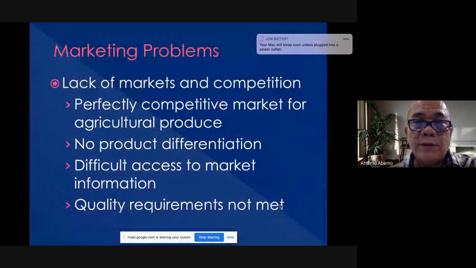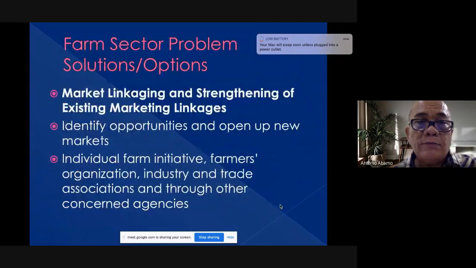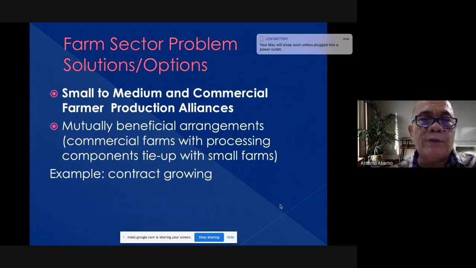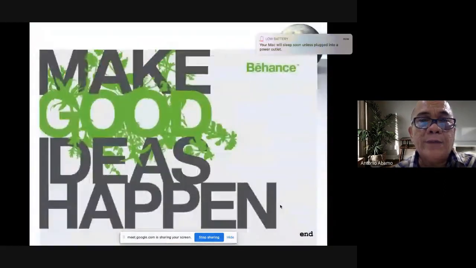So with that, we also have other problems, like marketing problems and quality requirement problems. Now, another situation in the farm sector is the market linkaging and strengthening of market linkage. It is important to do this in the farm sector, no? And then small and medium commercial farmer production alliances, clustering, to improve our way of managing the marketing problems and production problems. With that, these are some strategies.